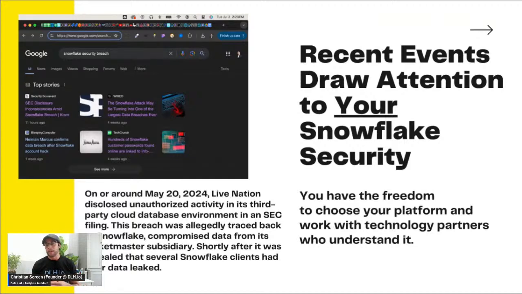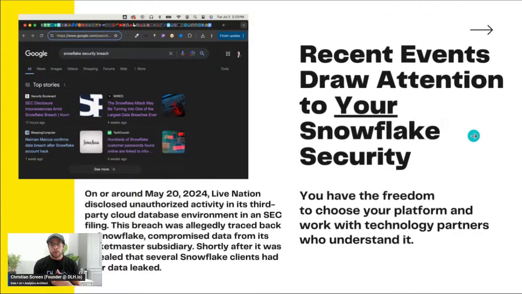allegedly, there was some data breach, and allegedly it was tracked back to Snowflake and there was talk about compromised data. Now, we've seen data leaks before out in the wild, and it just seems a bit maybe odd this happened from a Snowflake perspective. But we're going to talk about how this could be mitigated, as well as how we can have visibility into things within your Snowflake account. So these recent events really should draw your attention to your Snowflake security.